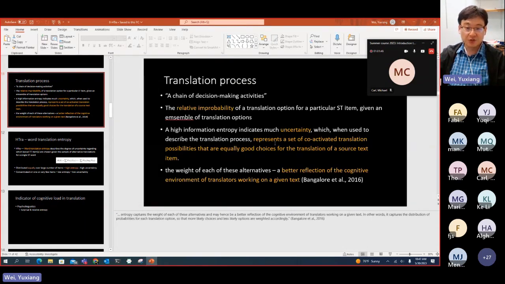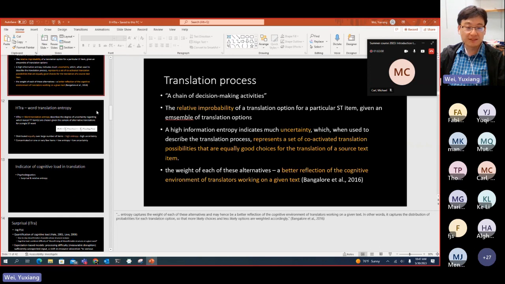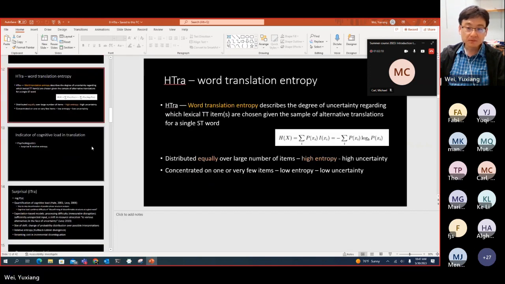And simply because it captures the weight of each of these alternatives rather than simply counting how many there are, it has been considered a better measure of the cognitive environment of the translators working on a given text. This is the argument given by Bangalore et al. What I will show is slightly different, but consistent to that perspective. So, in summary, word translation entropy describes the degree of uncertainty regarding which lexical TT items are chosen, given the sample of alternative translations for an ST word.